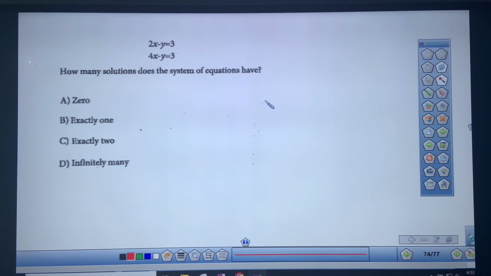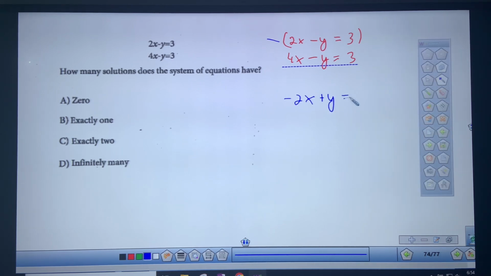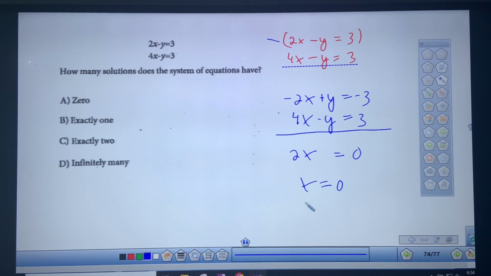How many solutions does the system have? 2x minus y equals 3. 4x minus y equals 3. I can do this pretty quickly by finding slopes, or I can solve it. So let me solve it. I'm going to distribute a negative across this. You're allowed to do that. So that would give me negative 2x plus y equals negative 3. That would give me 4x minus y equals 3. That would give me 2x equals 0, x equals 0. That means I'll have exactly one solution.